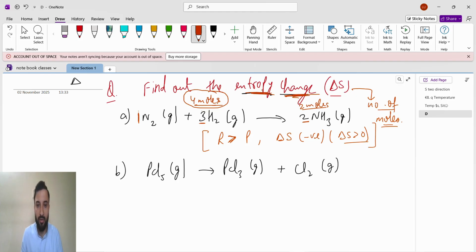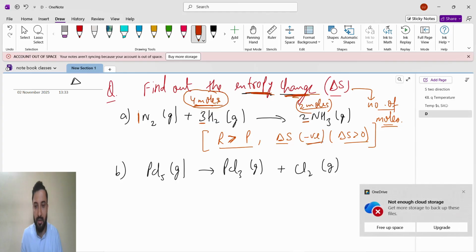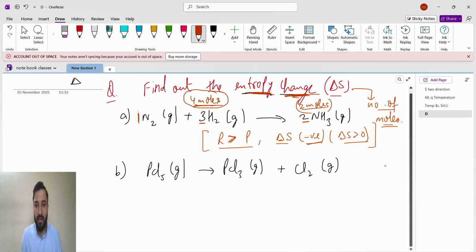Okay, find out the entropy change. Here, what is the entropy change? You can see in the reactant we have 4 moles, in the product we have 2 moles, so reactant is greater than product, so delta S, the change, is negative. Change is negative means there is a decrease in entropy.